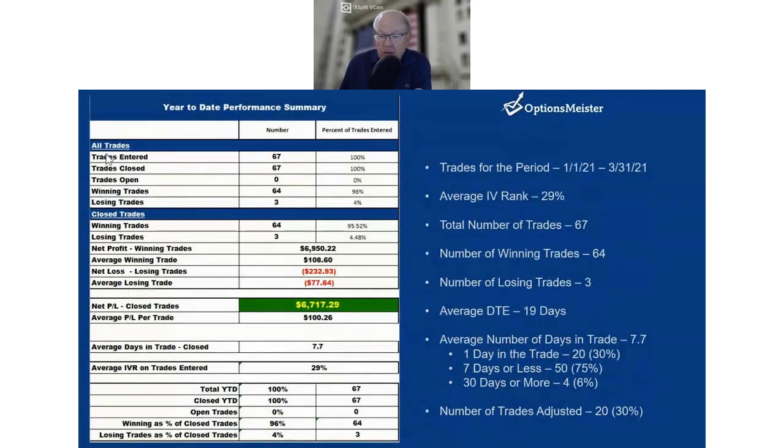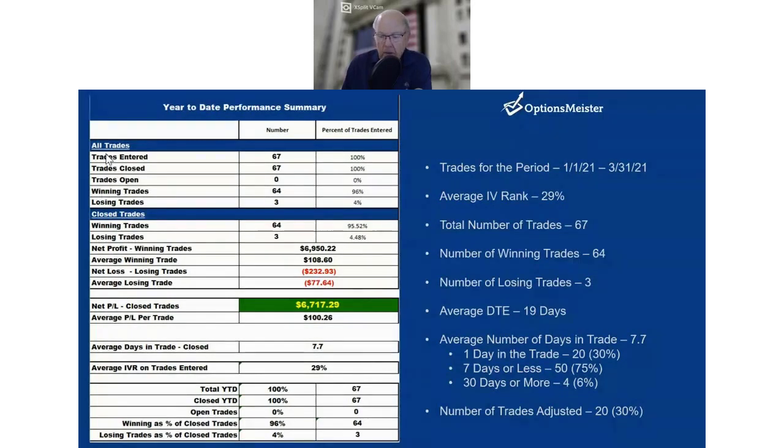The 7 days or less, so like a week or less, I was in the trade, kind of like with a Goldman Sachs trade I'm on now, was 75% of the trades. So I milked them for a day or two. Oftentimes, if I put a trade on late in the week, I'll let it go over the weekend, because if there's a lot of theta decay, I'll pick that up over the weekend. And of all the trades, 30 days or more was only 4.